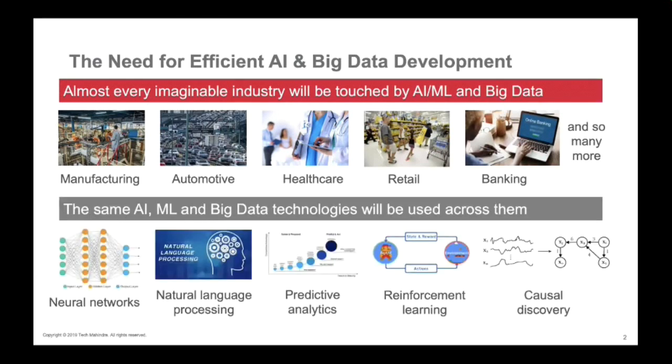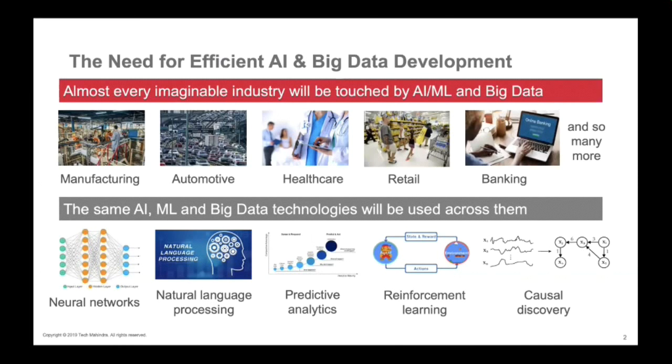Basically, what is going to happen is that the same AI, ML, and big data technologies will need to be used across them. There are only a certain number of such technologies, and they apply pretty much across industries. Just to name a few, there are neural networks, which again come in different types. There is natural language processing and natural language understanding. Then predictive analytics is becoming a big area right now, because many companies are getting into predictive maintenance, forecasting, and things like that.